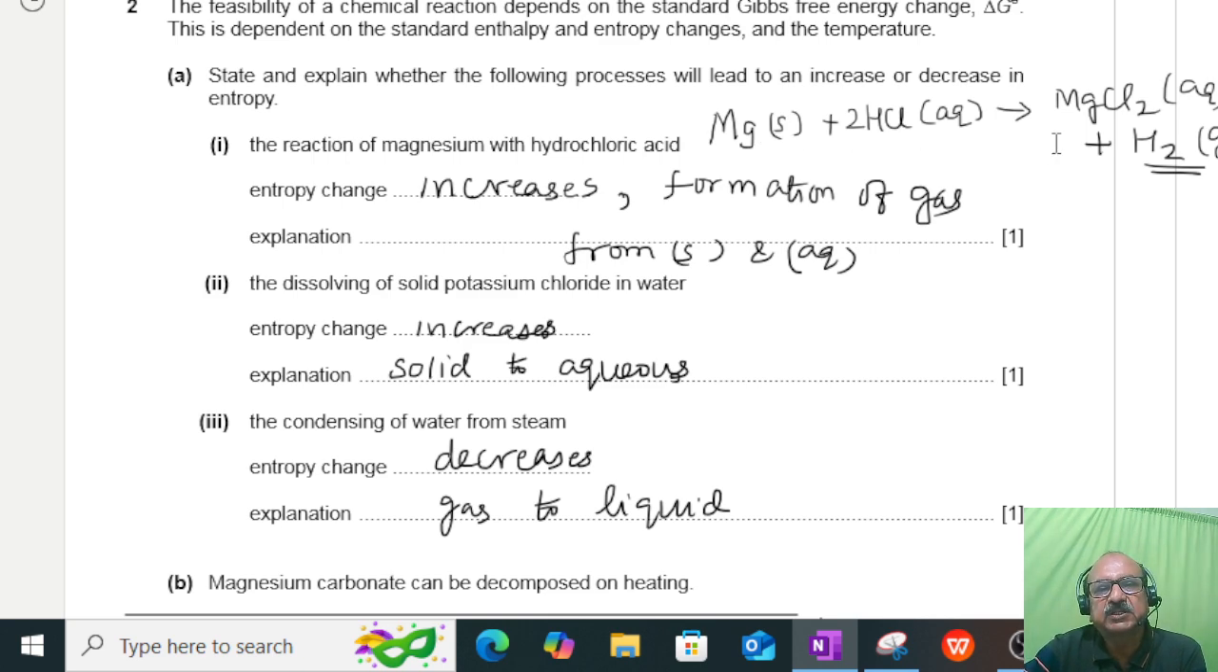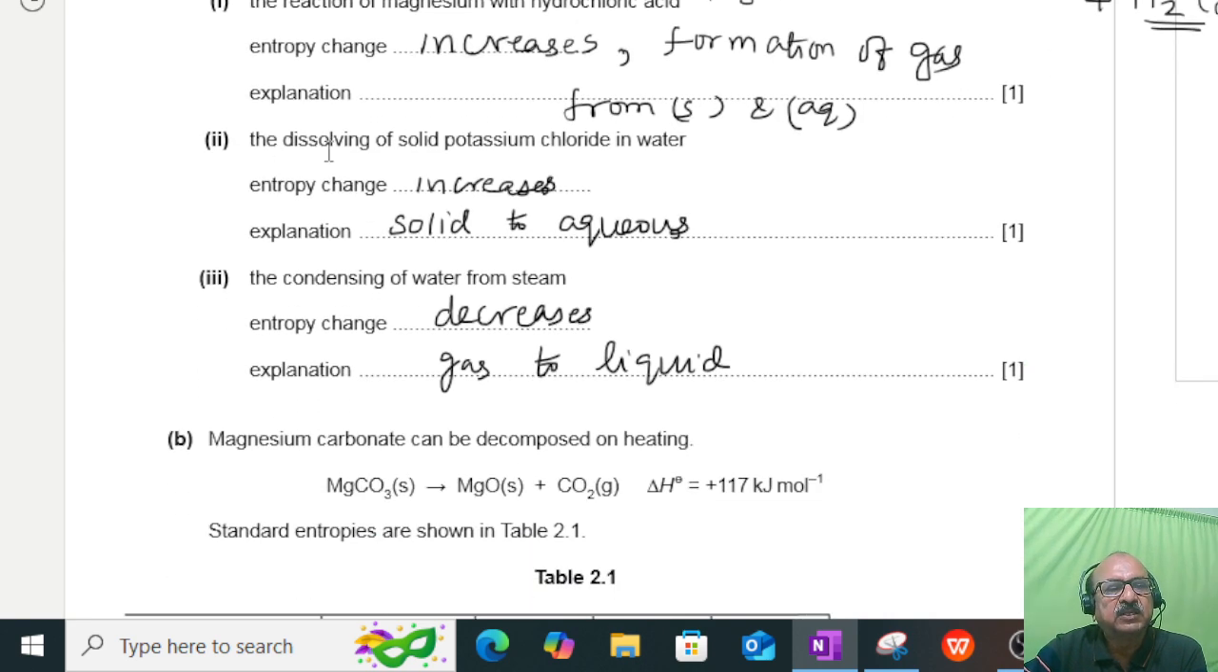So this is the reaction. You can see that we get hydrogen gas liberated in this, and you know that gas has a greater entropy in comparison to solid and liquid, and therefore the entropy increases, and the reason is the formation of the hydrogen gas. The dissolving of potassium chloride in water.